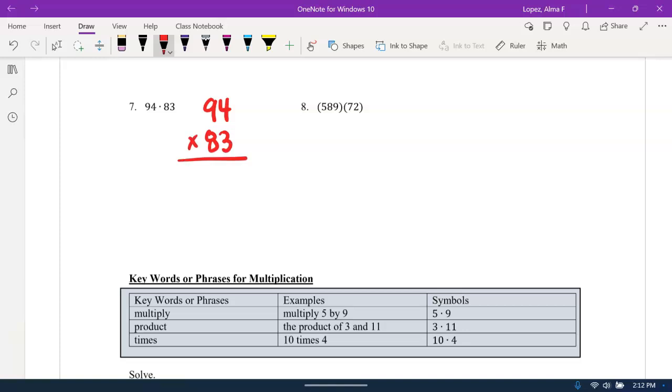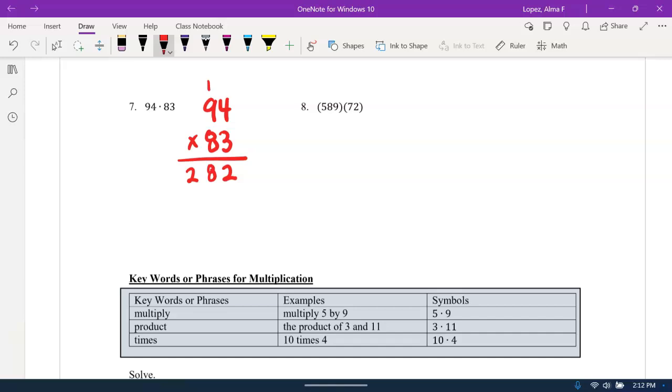So I'm just going to put the smaller one on the bottom again. And now, when you're starting with the ones digit, that means the first product will be in the ones digit. So 3 times 4 is 12. Bring down the 2, carry the 1. 3 times 9 is 27, plus 1 more is 28. Nothing else to carry, so I'm going to go ahead and bring that down.